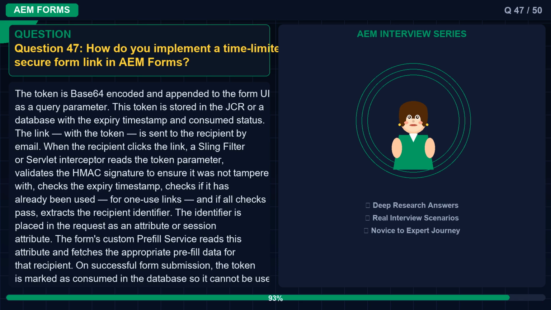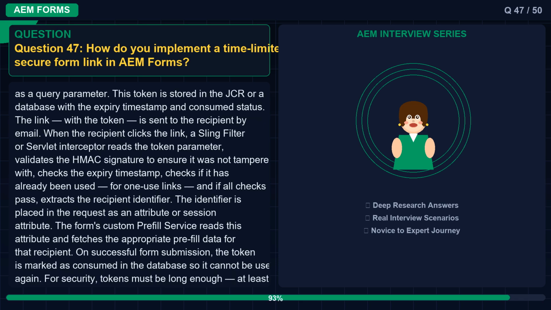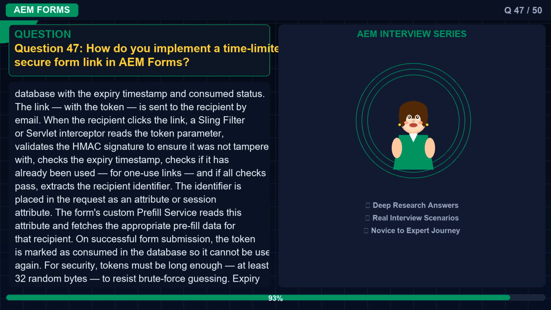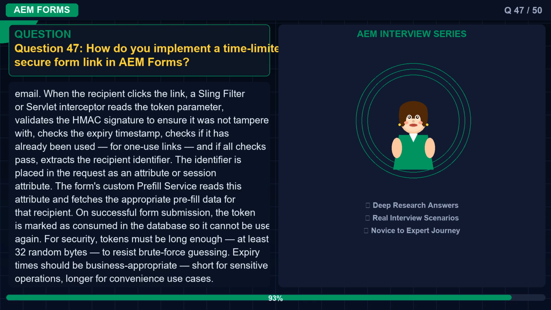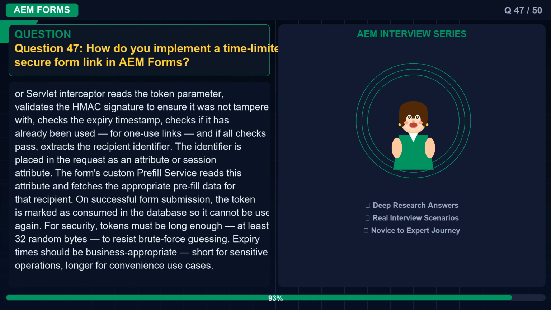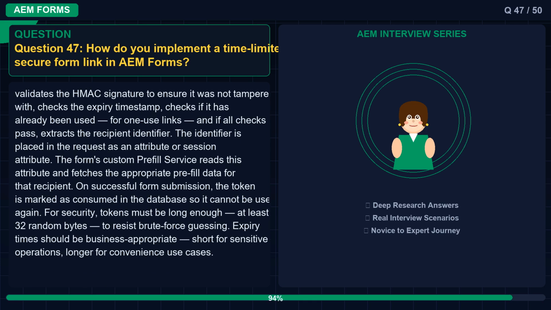The identifier is placed in the request as an attribute or session attribute. The Forms custom prefill service reads this attribute and fetches the appropriate prefill data for that recipient. On successful form submission, the token is marked as consumed in the database so it cannot be used again. For security, tokens must be long enough, at least 32 random bytes, to resist brute force guessing. Expiry times should be business appropriate, short for sensitive operations, longer for convenience use cases.